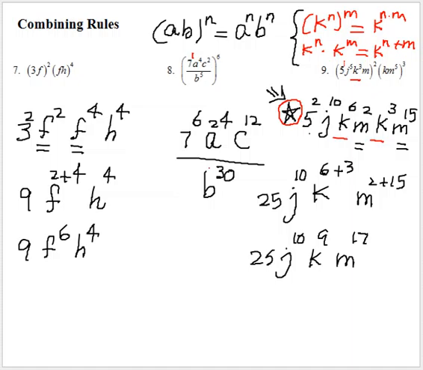Okay, so let's take a look at this very quickly. We have 5j to the power of 5, k to the power of 3, m, the whole thing to the power of 2, and then you have k, m to the power of 5, the whole thing to the power of 3. So let's take a look at this in a little bit more detail.